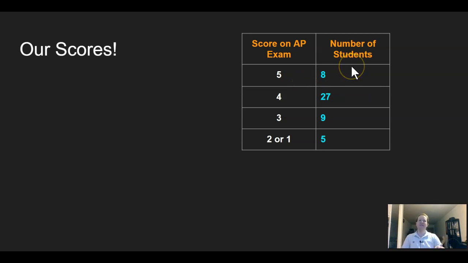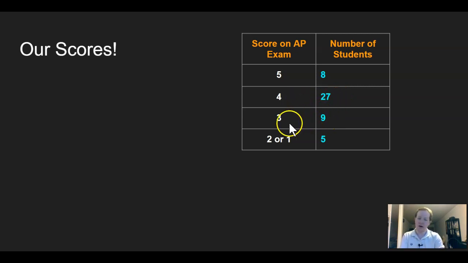Of my class of about 52, 49 took this exam. A couple of people took a makeup exam. Someone didn't take an exam. Here's our breakdown. 8 people got a 5. 27, oh my god, look at this. The vast majority got a 4.